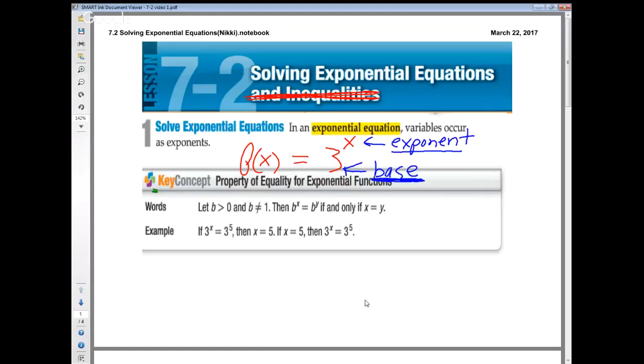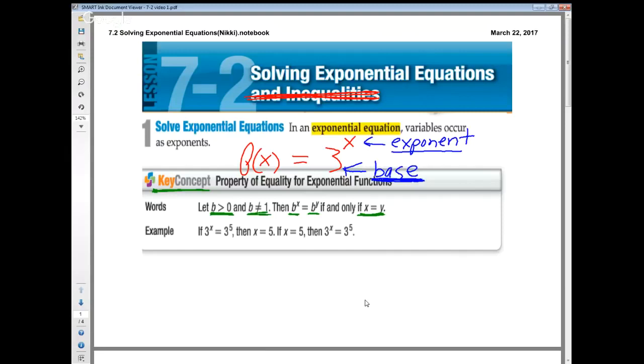So now that we got definitions out of the way, let's move on to the key concept, which is right below. So basically what the key concept is, if we have a base, or b in this example, that is greater than 0, and if the base is not equal to 1, then we can say that b to the x is equal to b to the y if and only if x is equal to y. Or in other words, if our exponents are the same.